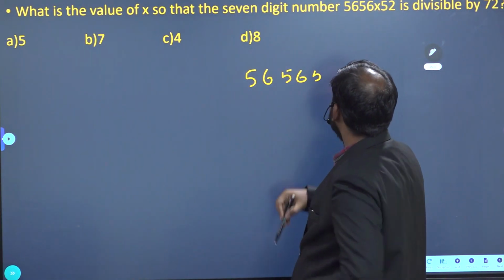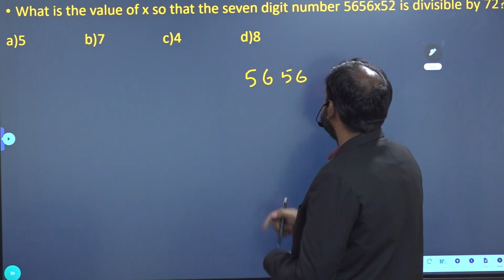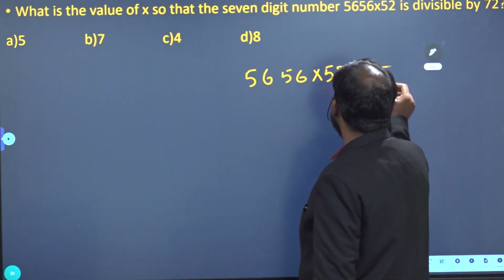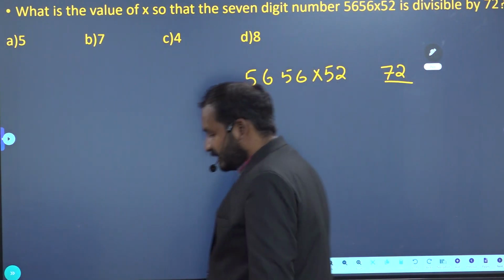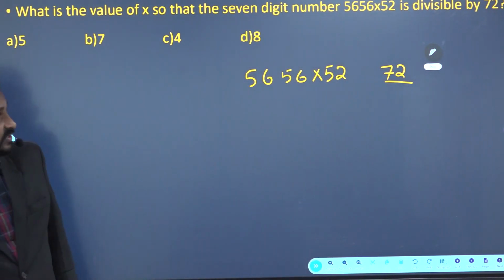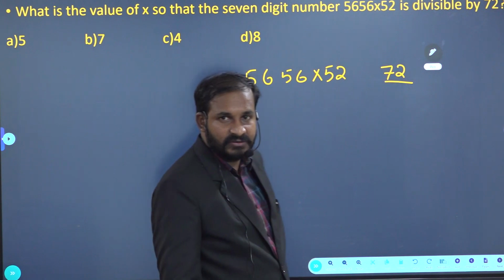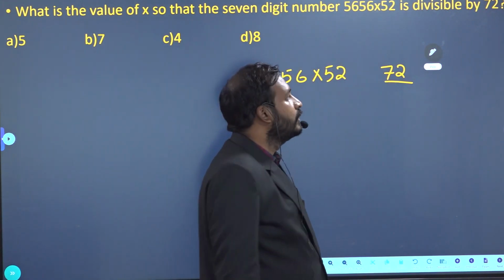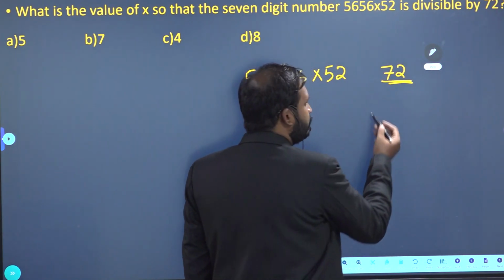5656x52 is divisible by 72. See students, while discussing the divisibility rules, I told you the divisibility rule of 72. Usually how can we write 72, tell me.